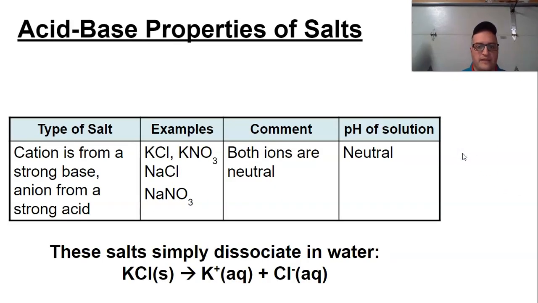So, some guidelines here. If the cation is from a strong base, anion is from a strong acid. Okay, so acid base, such as you look at, these are from strong bases. These are from strong acids. Both ions are neutral. The pH will be neutral. Okay, because these salts just simply dissociate into water.